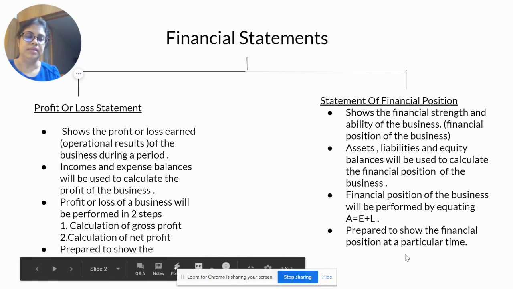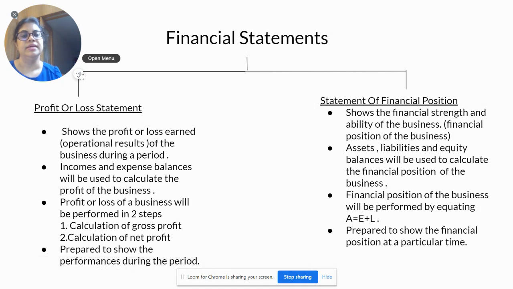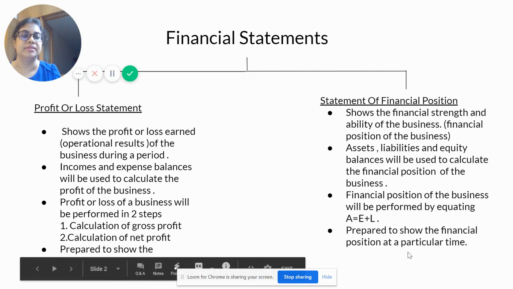And normally, this statement of financial position will be prepared at a particular time of a business. It's like a snapshot. I mean, as and when it is needed, you can prepare a financial position statement or the profit or loss statement, both statements, but normally a business will be preparing the statements at the end of the period, as at the last date of it.